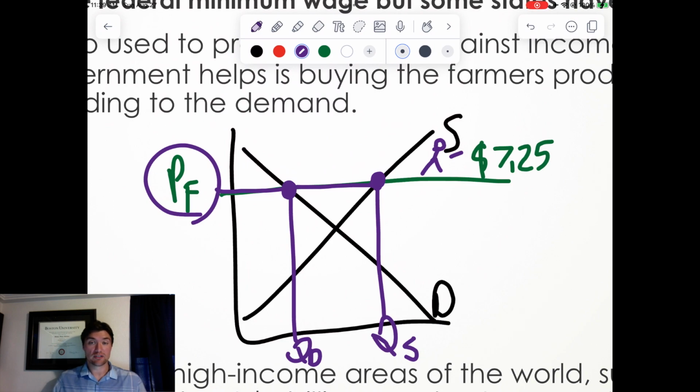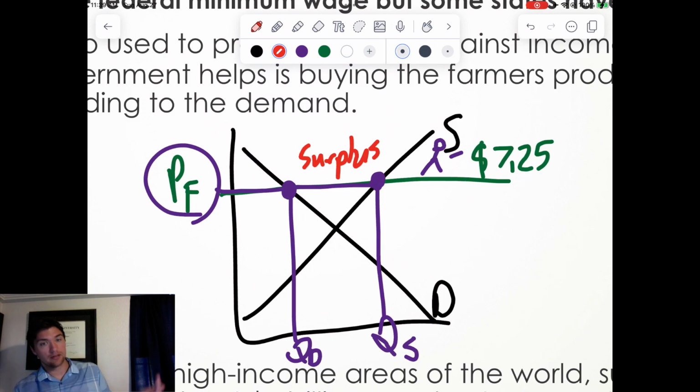We're having too much supply. So that would be a surplus. We're having too much supply, surplus. And that makes sense, right? Because the price is higher, and if the price is higher, more people want to sell things, so more quantity supplied. But the law of demand says at higher prices, you're going to have less quantity demanded. So more quantity supplied, less quantity demanded, surplus.